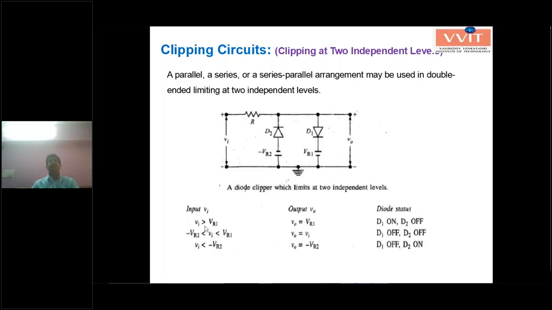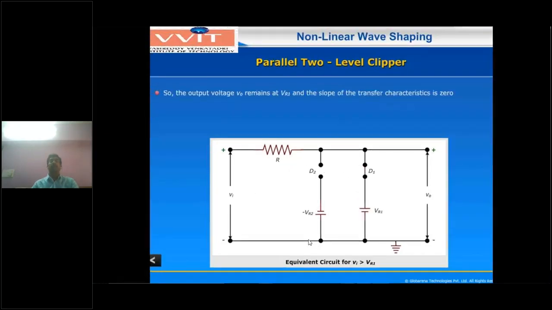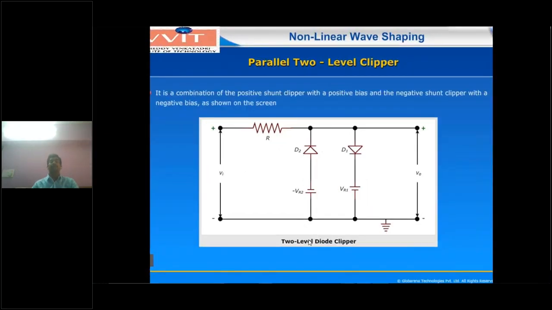One is the VA greater than VR1 condition. The next is in between negative reference voltage minus VR2 and positive reference voltage VR1, where VA lies between these 2 reference voltages. Similarly, VA less than minus VR2. For these 3 conditions, what is the diode status, whether D1 or D2 is on or off, and what are the corresponding output values? You have to see this diagram to see how the operation goes on under the different conditions.